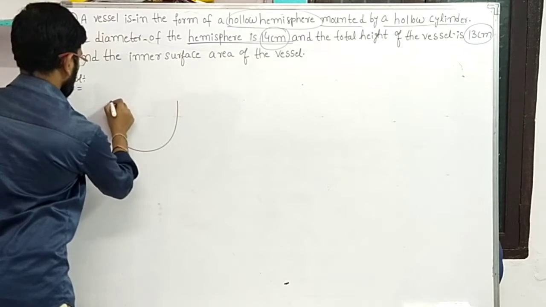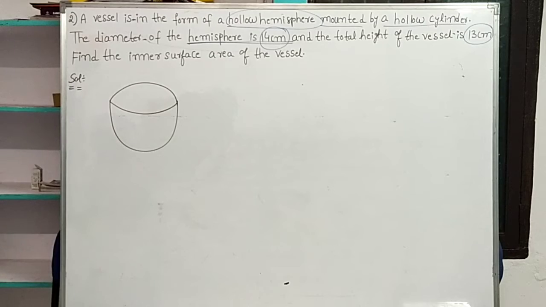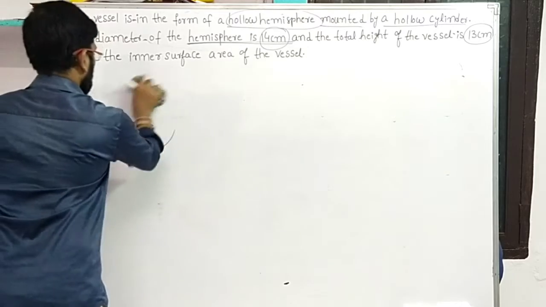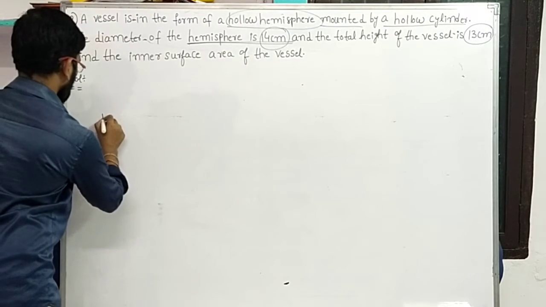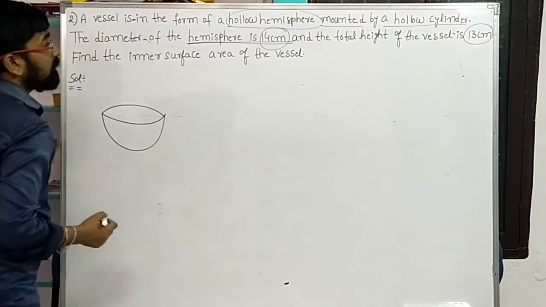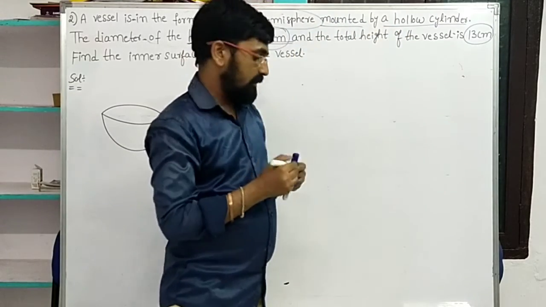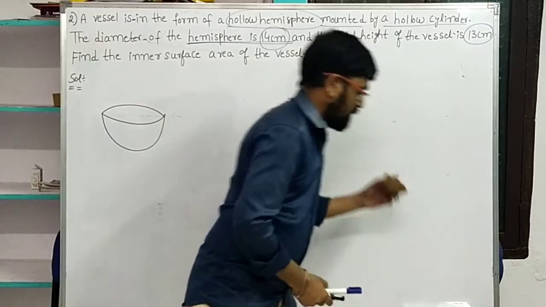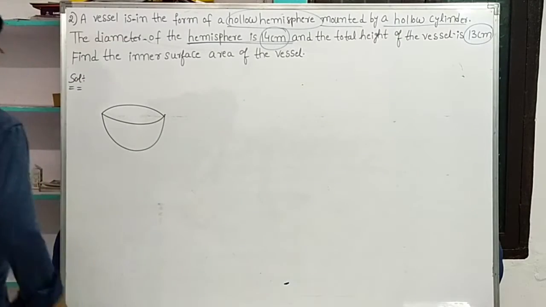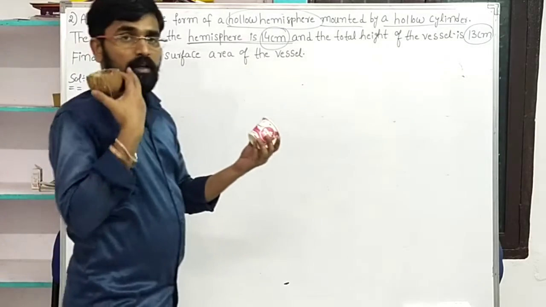So this is a hollow hemisphere. On this hemisphere is mounted a hollow cylinder, which means a cylinder is sitting on this hemisphere. This is the hemisphere, and on this, a hollow cylinder.